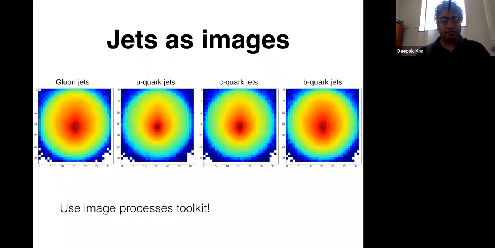There are a few steps we do. And this is a picture of jets from a few different processes. So gluons, up quarks, charm quarks, and B quarks. Again, by eye, they don't look significantly different. They're not supposed to, but there are subtle differences which image processing toolkits can exploit and try to figure out which one is which.